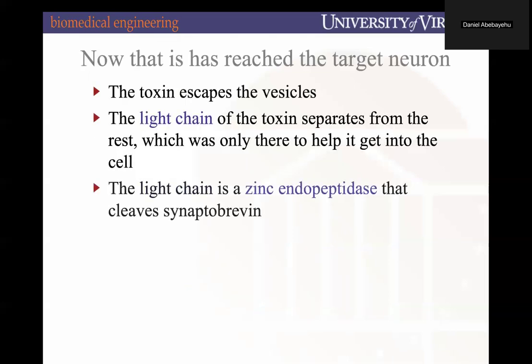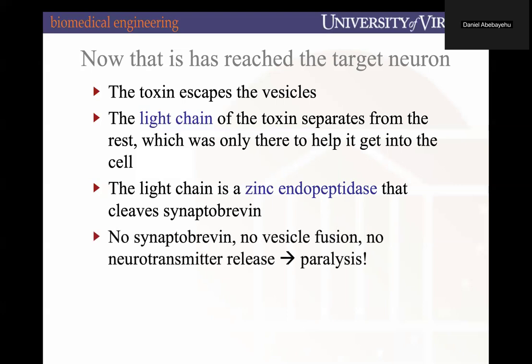Again, the toxin escapes. The light chain or the catalytic domain is a zinc endopeptidase. So peptidase, it's an enzyme that targets a peptide, a protein. Endo, it cuts it in the middle. So it cuts between the catalytic domain and the translocation domain, and it requires zinc. So you can look at any enzyme and slowly break down what its function is based on the name. And so what ends up happening next is that if there's no synaptobrevin, you're not going to have vesicles fusing to release neurotransmitters. You're not going to have neurotransmitter release. That's going to lead to paralysis.